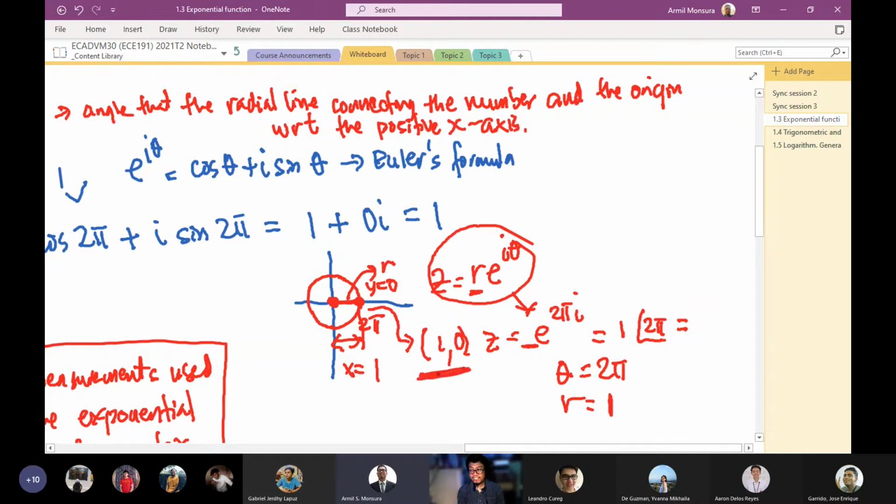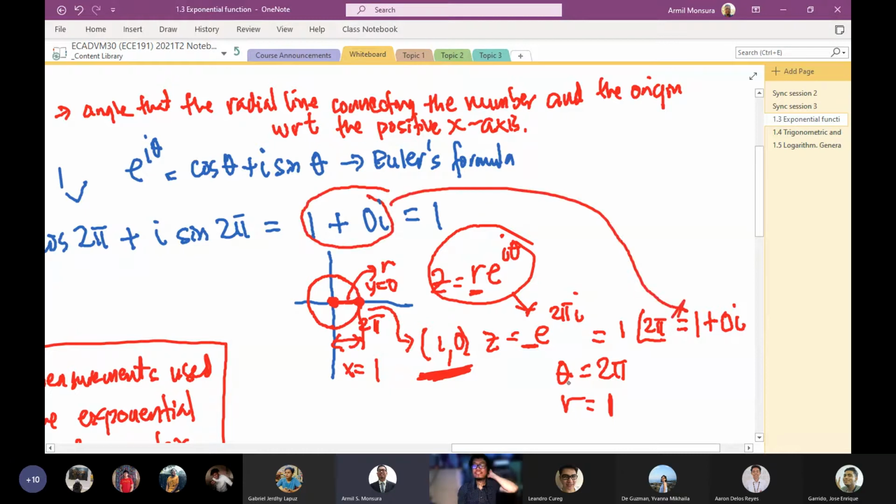Ito yung coordinates niya. So kung yun yung coordinates niya, ano yung number na yun in rectangular form? 1 po. 1 plus, pakikumpleto sa complex notation. 1 plus 0i. Ayun. Kaya mag-verify natin ito, at saka to, pareho sila. So therefore, the number e raised to 2 pi i actually pertains to the point of this.